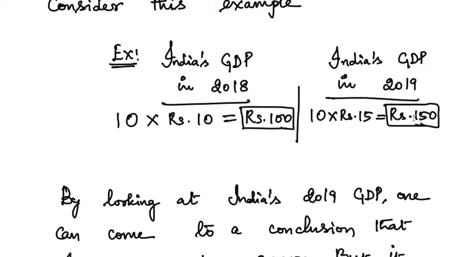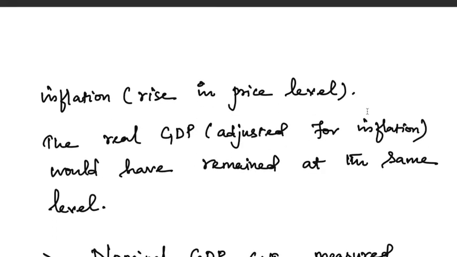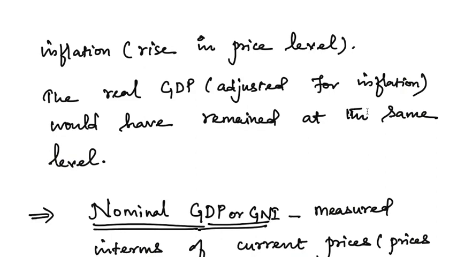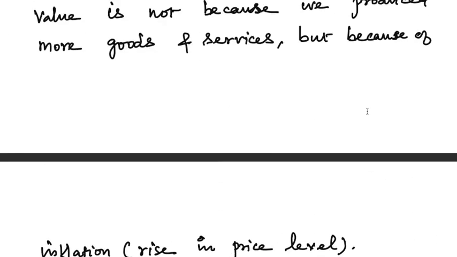And now you understand that the country is producing the same amount of goods and services, and there is no increase in goods and services. So what we have done here is we have eliminated the price effect, or the effect of inflation. Okay, so that's how you understand the difference between nominal GDP and real GDP.